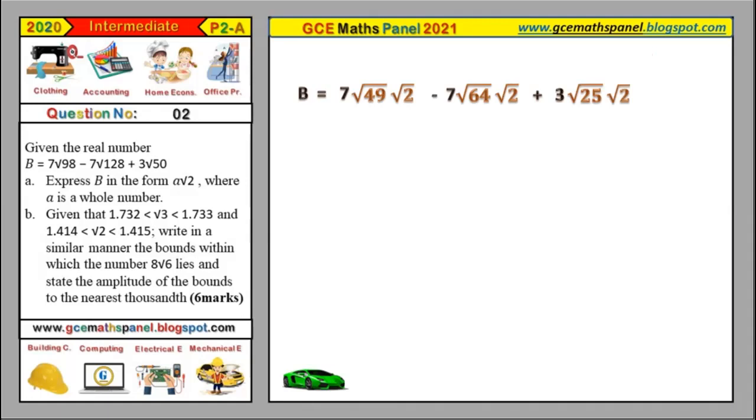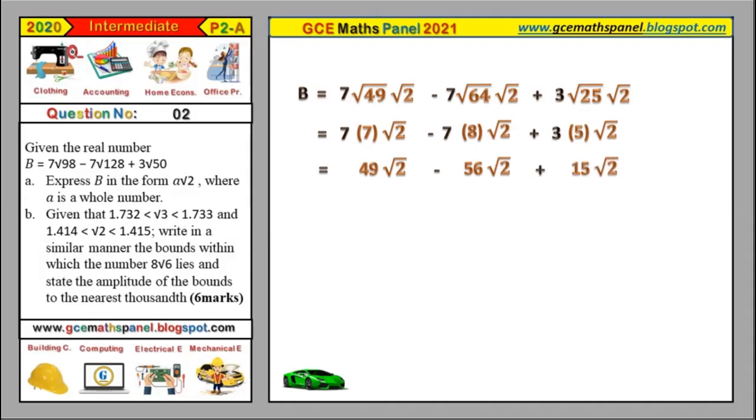The next step, we know root 49 is the same as 7, so we'll have 7 root 2 minus 8 root 2, since root 64 is 8, plus 3, and root 25 is 5, and that gives 5 root 2. So this will give us 49 root 2 minus 56 root 2 plus 15 root 2. And that number will be equal to 8 root 2. So we have expressed it in the form a root 2.